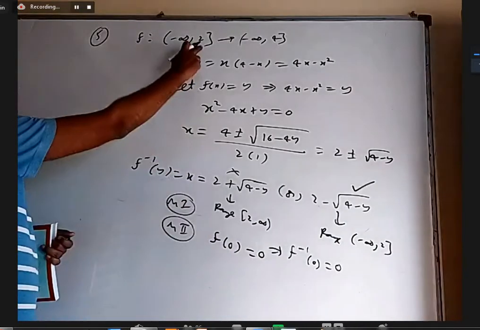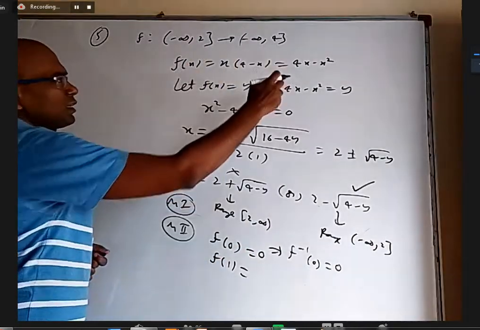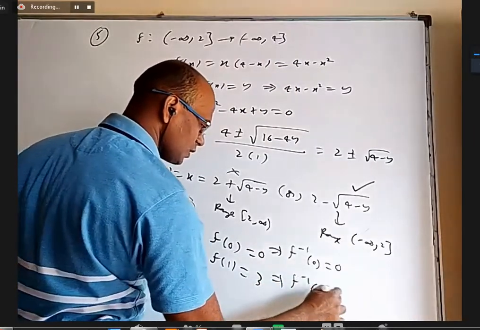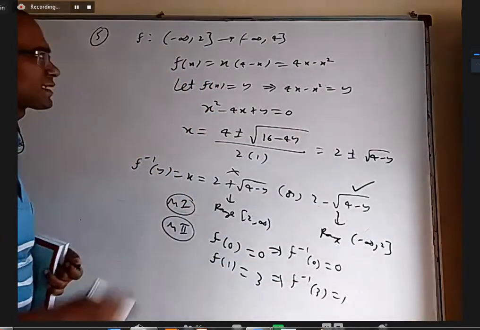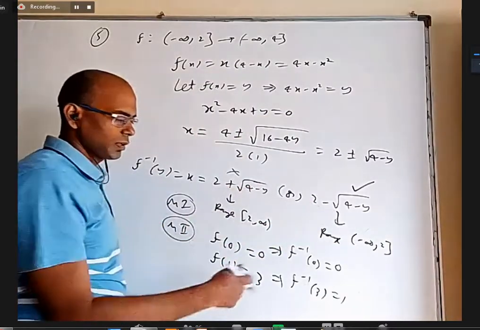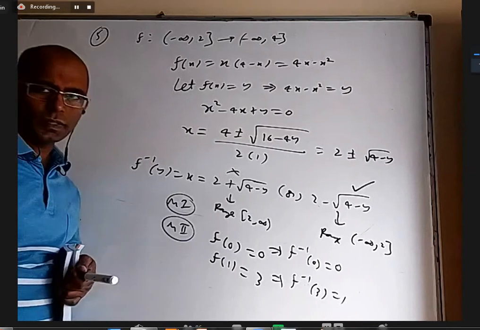Not only 0, you can take anything in the domain. For example, somebody can take f of 1. f of 1 is 3. So from that, you will get f inverse of 3 should be 1. Any one of them. Okay, so you can take some number in the domain, find its image, and substitute that image here, whichever gives your original number back. Yes. Any other method? Anybody want to tell?